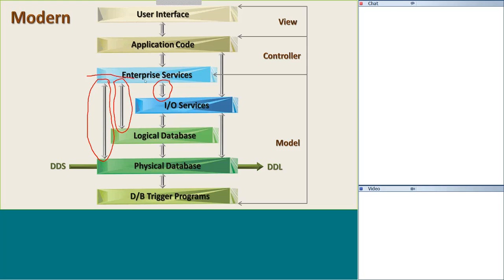Now, the enterprise services at that level, half in and half out of the database. Again, like I explained with the I/O servers, the parameter structure should be consistent.